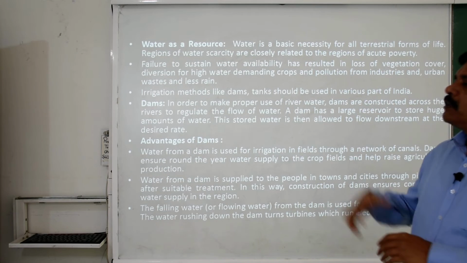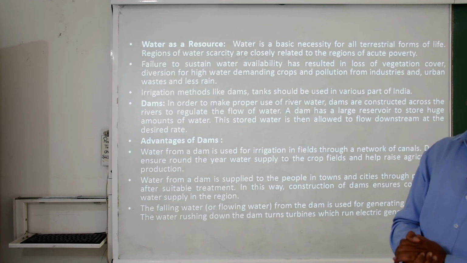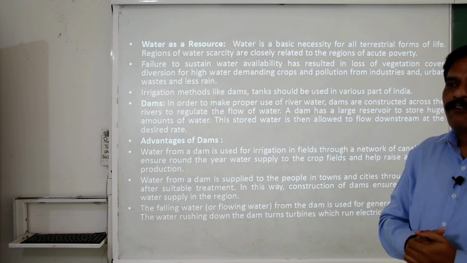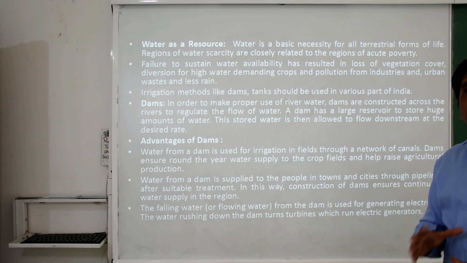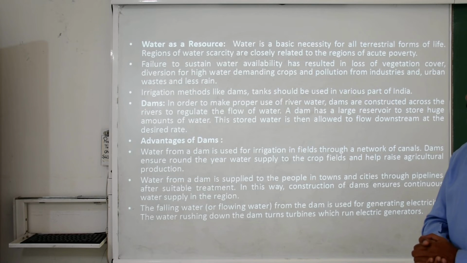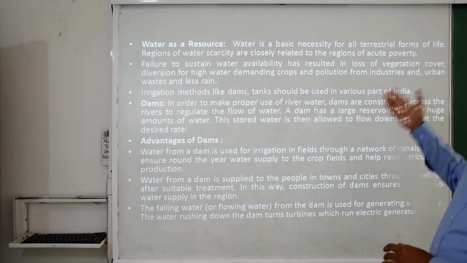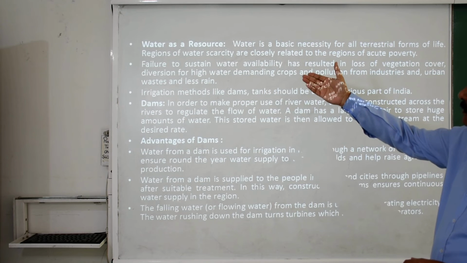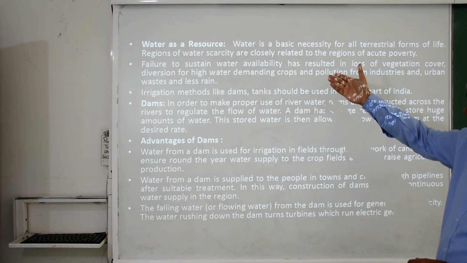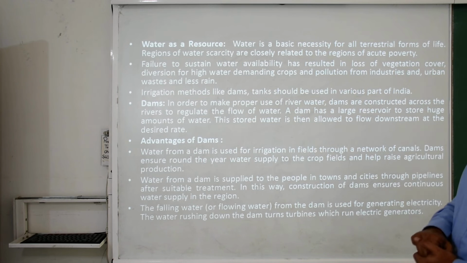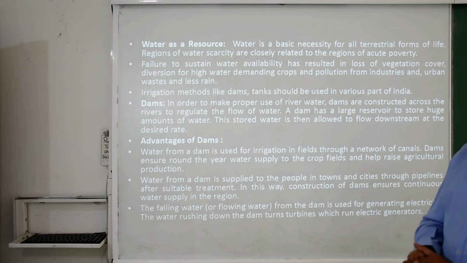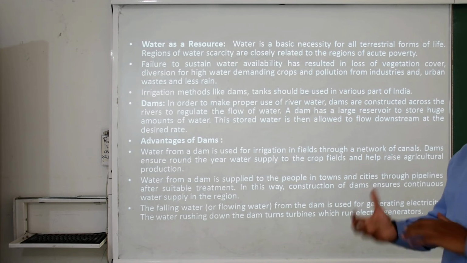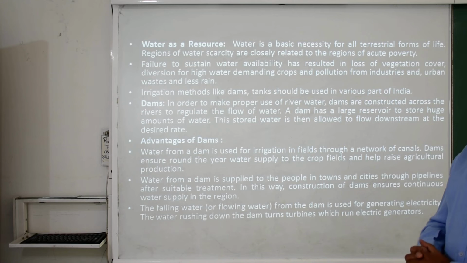Okay. Now, we are going to discuss water as a resource after wildlife and the forest. Clear? You know that water is the basic necessity of modern life. You can't imagine life without water. Okay. And we know that the reasons for water scarcity are closely related to the reasons for acute poverty. You know that India is also an agriculture based country, so we can't imagine without this one.